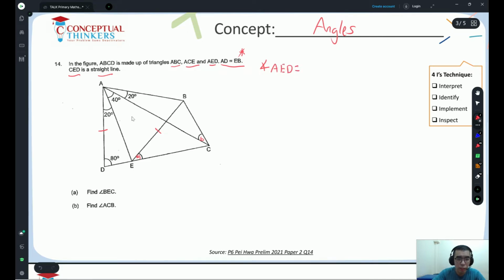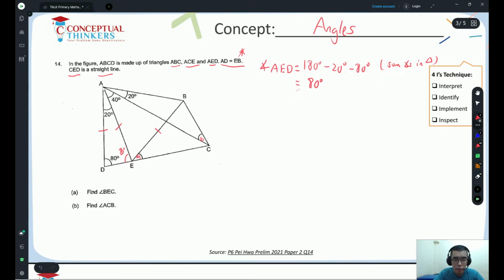We can do it by using the sum of angles in a triangle, 180 degrees. We minus away 20 degrees and minus away 80 degrees. This is using the sum of angles in a triangle. So this will give me 80 degrees. So I will indicate that this is 80 degrees. Now, in order for these two angles to be equal, this means that it must be an isosceles triangle, right? So ADE is an isosceles triangle.